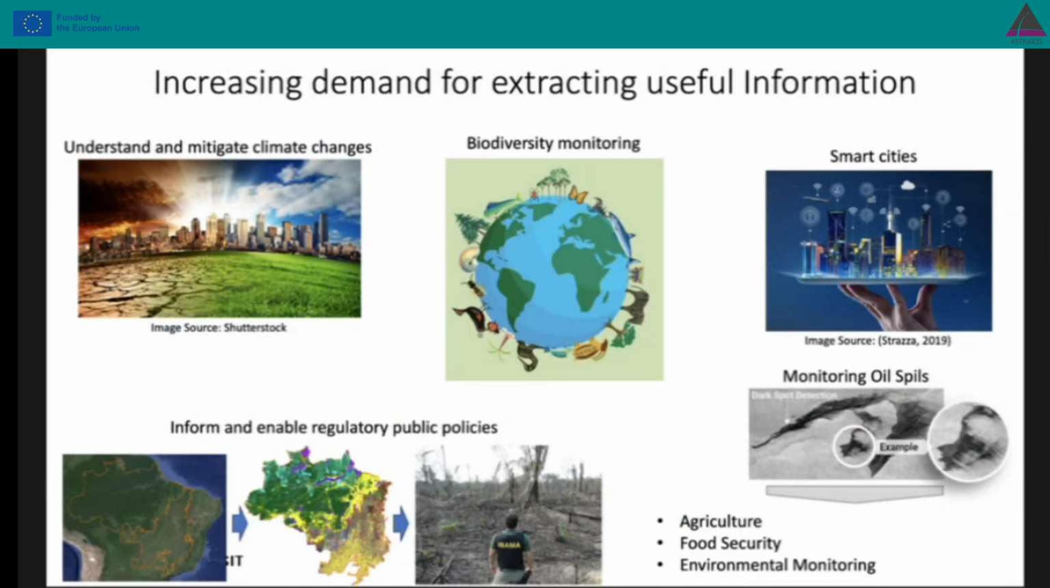Besides that, we need to understand and mitigate climate changes, and monitor the biodiversity to mitigate the impact of our actions on it. There is an increasing demand for smart cities as well, and informing and enabling good public policies also requires a lot of data. So many applications are demanding more and more useful data extracted from these images, from this raw data produced by the satellites.